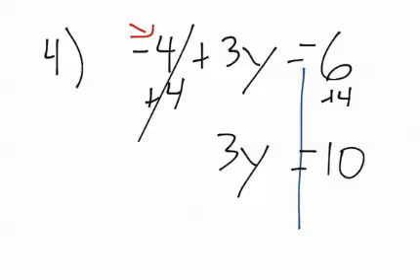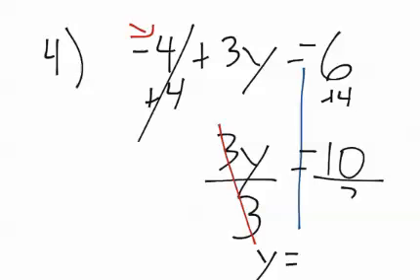Next, 3 and y are doing what operation? They are multiplying. So I will divide, because 3 divided by 3 cancels out. It's 1, and we're left with a positive y, which is what we want. If we do it to one side, we have to do it to the other. It's like a mirror reflection. So y equals 10 divided by 3. 10 divided by 3 is a decimal, so you can leave it as a fraction if you want.